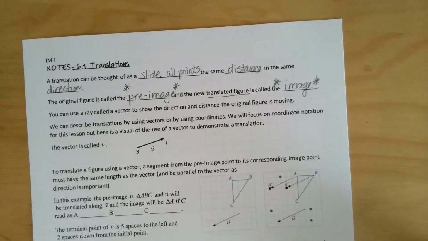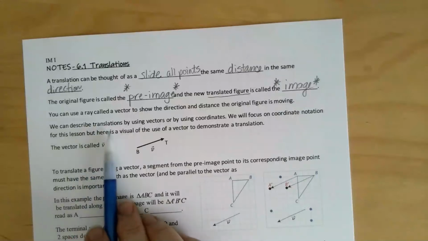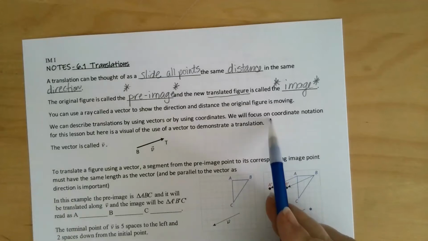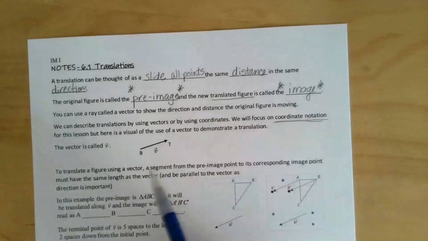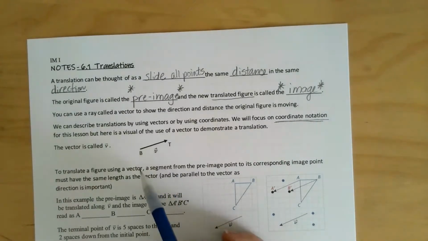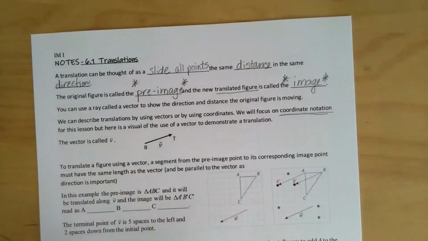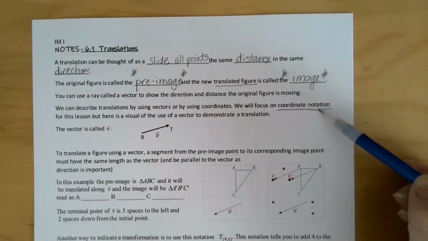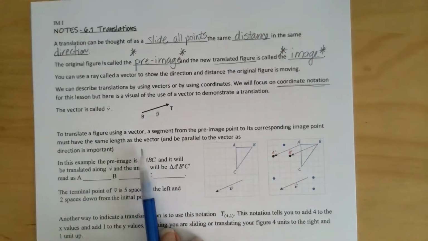You can use an array called a vector to show the direction and distance the original figure is moving. We can describe translations by using vectors or by using coordinates. We will focus on coordinate notation for this lesson, but there is a visual of what a vector looks like, and it can also describe the transformation. The whole idea of vectors you'll get more into when you move on in math. Right now we're going to focus on coordinate notation.